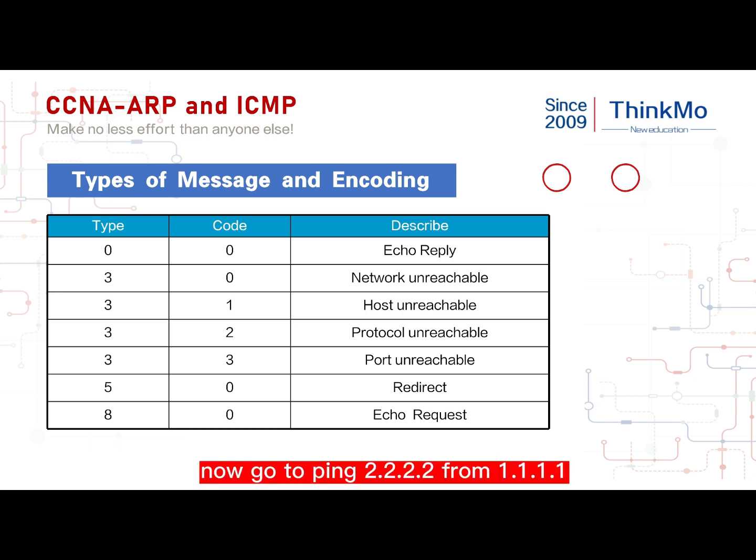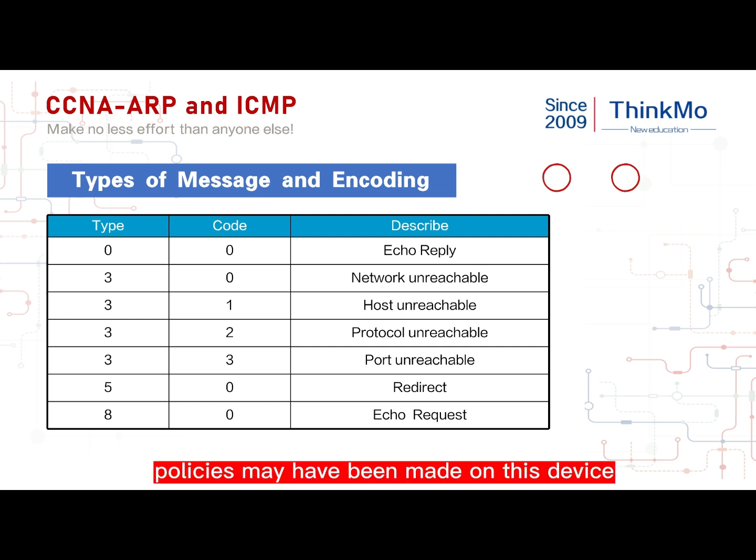Now go to ping 2.2.2.2 from 1.1.1.1. This device has routing, so the data can come, but this device is not allowed to be accessed. Logically speaking, it should reply host unreachable, or depending on the situation, it may reply network unreachable, because this device can't be accessed right now.